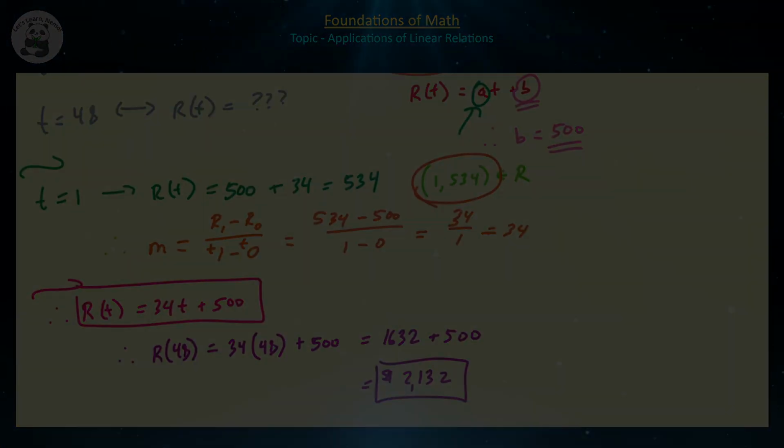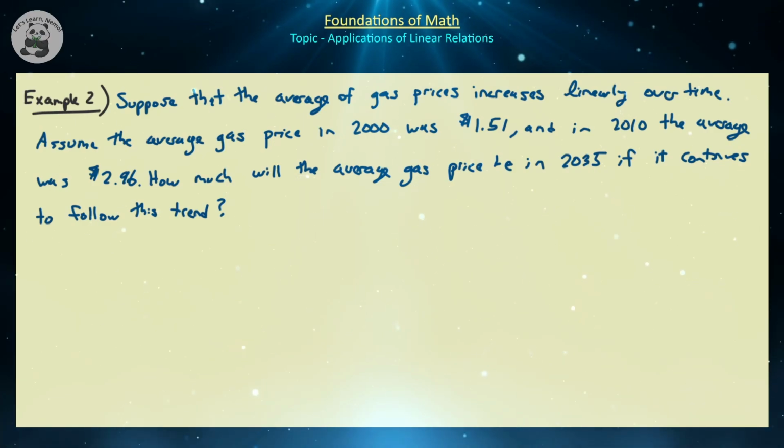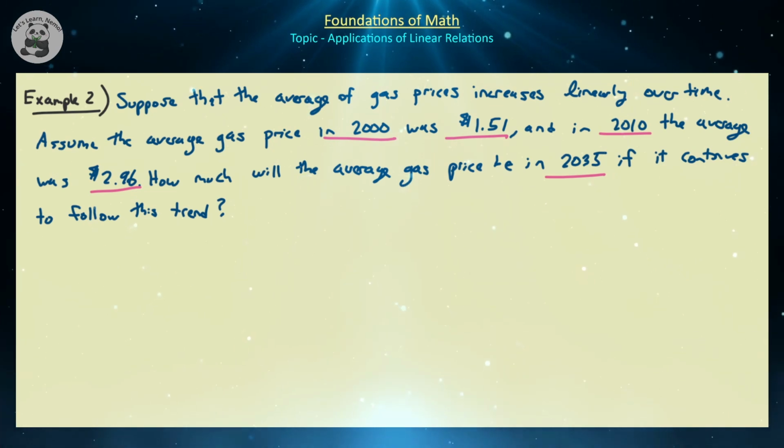Consider the next example. Suppose that the average of gas prices increases linearly over time. Assume firstly that the gas price in the year 2000 was $1.51, and in the year 2010 the average was $2.96. How much will the average gas price be in 2035 if it continues to follow this linear trend?